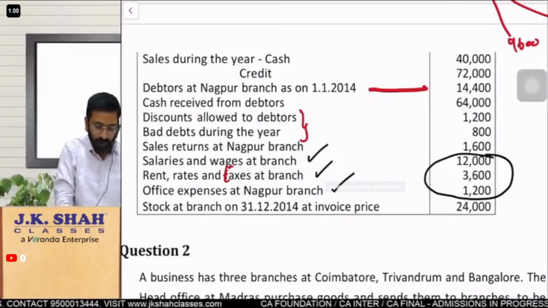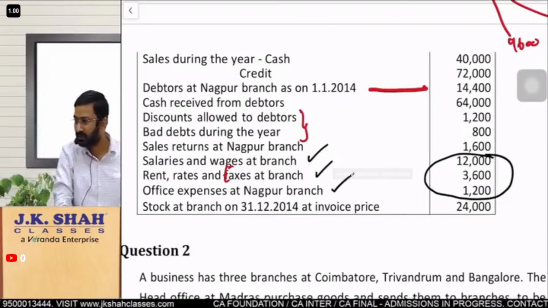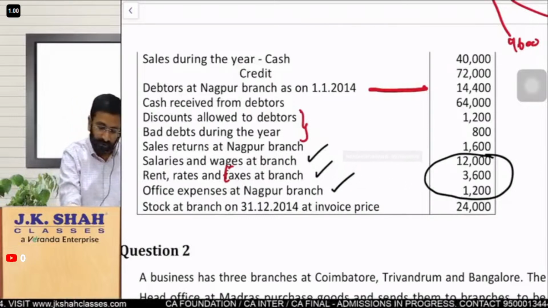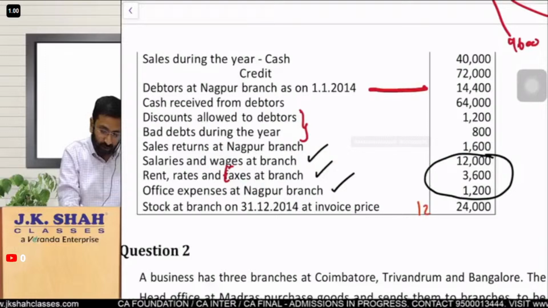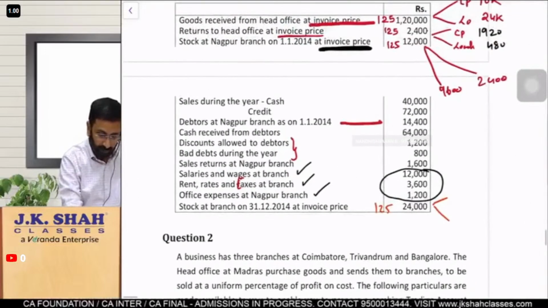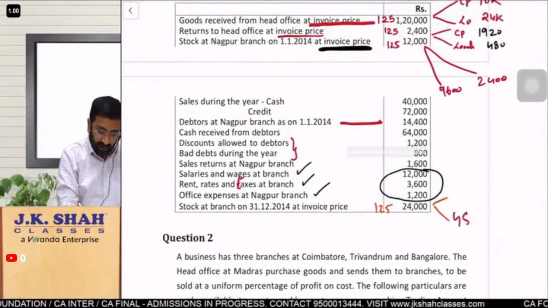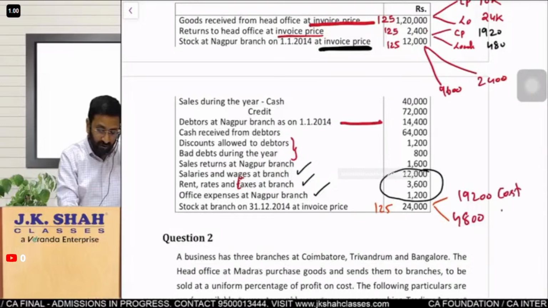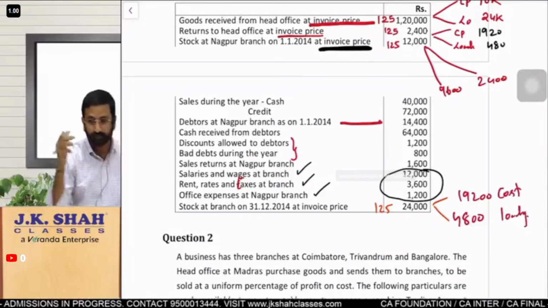Finally, closing stock is given to you. Which price? 125 value. Divide that into two parts. Cost, loading. 1 by 5, 4,800, 19,200. It is the cost of the stock. This is loading in the stock.